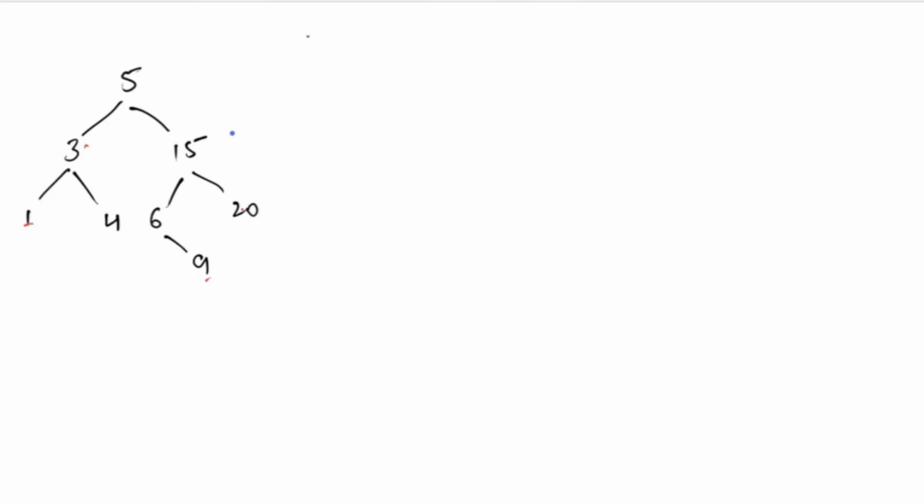Let's say we want to count the total number of nodes in the tree. Integer countNodes, node pointer root. If root equals null, return 0. Otherwise, return 1 plus countNodes(root left) and then countNodes(root right).